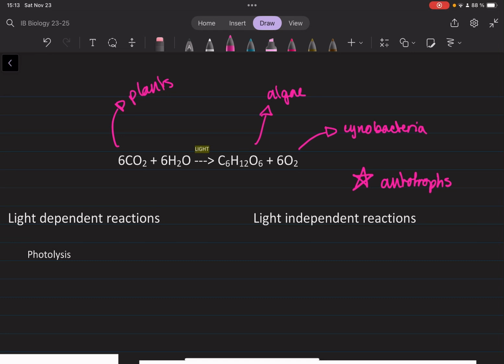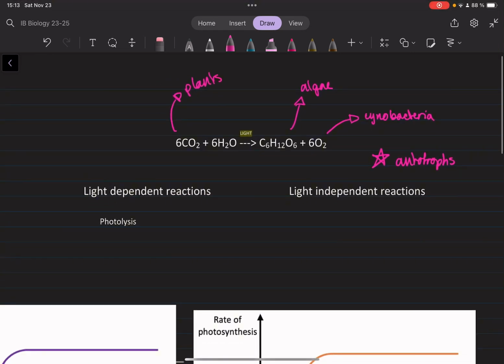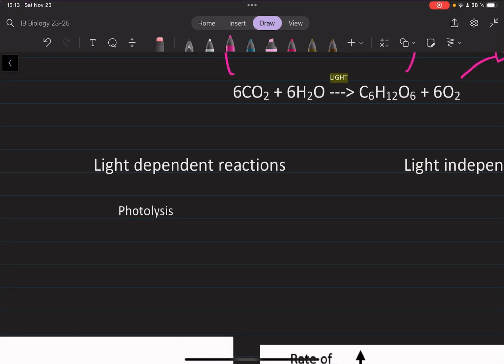But when you're doing photosynthesis, there are two reactions essentially that we need to learn, and those are light-dependent reactions and light-independent reactions. And the light-dependent reaction is essentially photolysis. Photolysis is the breakdown of the water molecule into its ions and oxygen. So essentially what happens is the light will break down the water molecule.